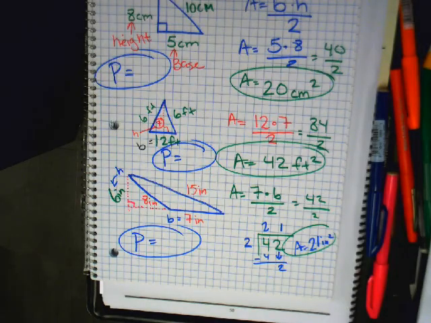Go back and tell me what is the perimeter, because you're going to do perimeter for homework. What is the perimeter of the first triangle? What's the perimeter of the second triangle? Last but not least, what's the perimeter of the third triangle? So perimeter, add. In your notebook. Love that. 6 plus 6 plus 12.